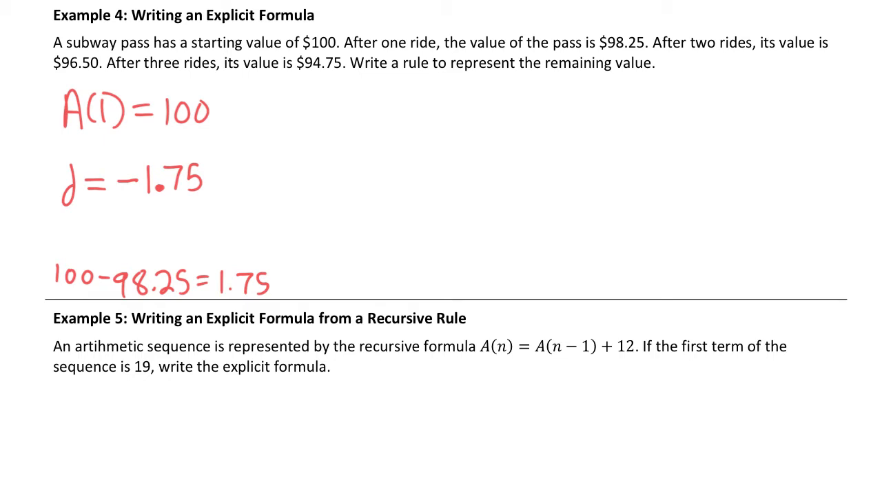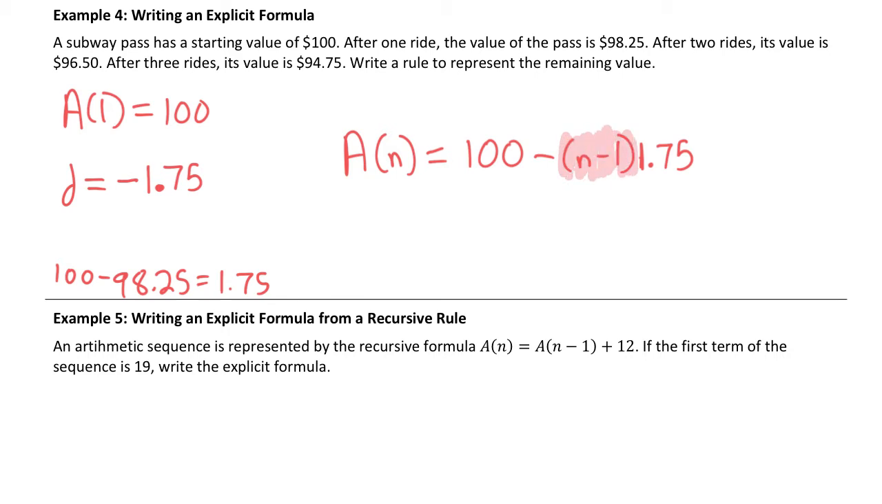So for me to write this as a rule, you always start with this a of n to find the nth term. We are going to say, take the first term and do what with it? So take the first term, 100, and what are we doing with it? We are subtracting. That value is going down. You're subtracting from the last term, n minus 1 term, and multiplying by 1.75.